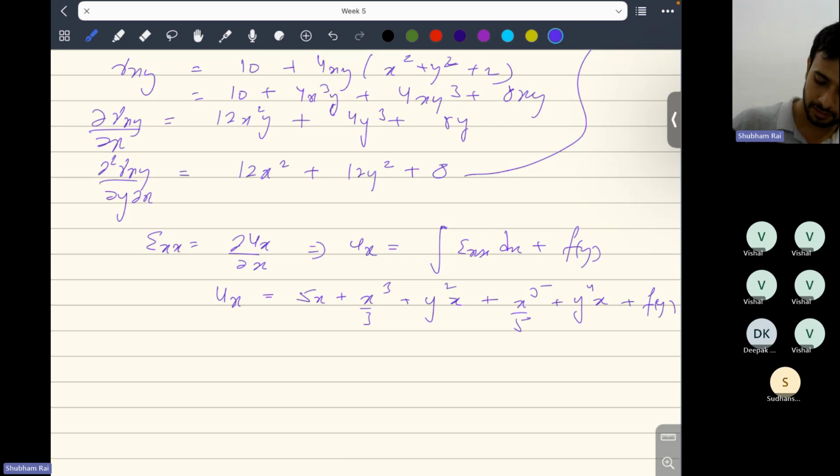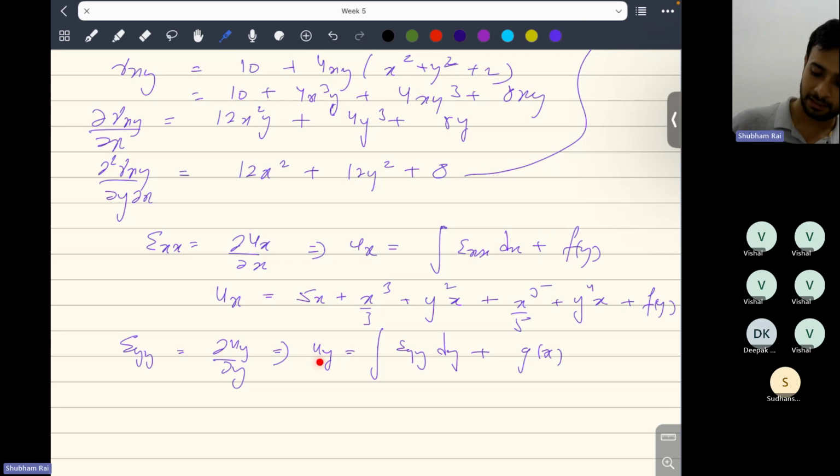Okay. Similarly, if you find uy, that is ∂uy/∂y. Try to find uy, which will be the integral of εyy with respect to dy plus some function of x. Now if you differentiate ∂uy/∂y, this will go to 0, and here we get εyy. So ∂uy/∂y will be εyy again. So this equation satisfies this equation.